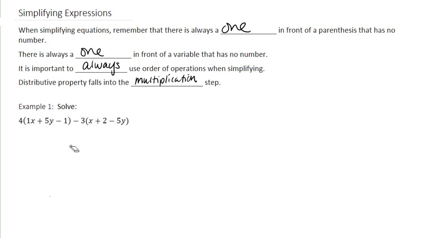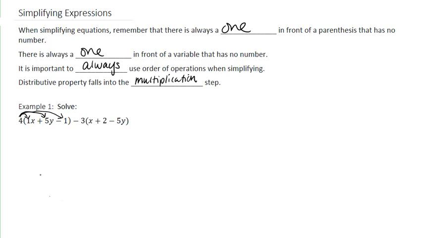Example 1. Here we have an expression that we're going to have to use distributive property twice. So let's go ahead and look at this first one. So we have a 4. We're first going to have to multiply it by the 1x. Then we're going to have to multiply 4 times 5y. And then 4 times negative 1. So let's go ahead and do that first.